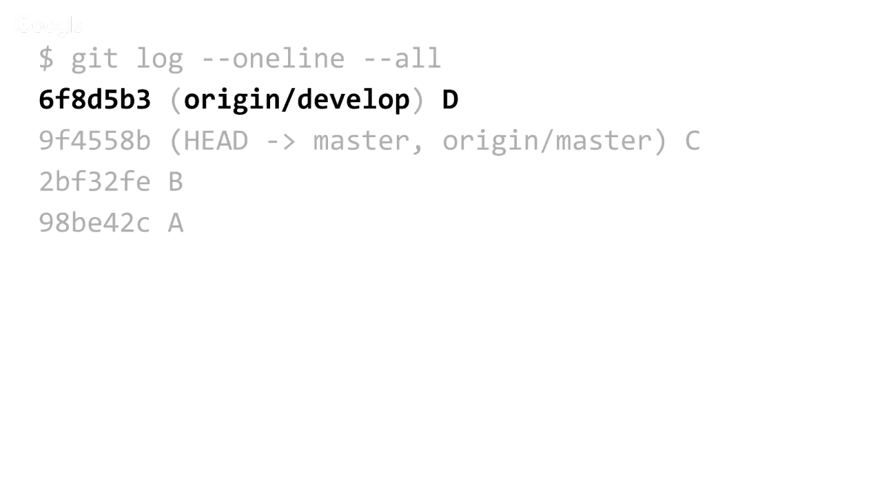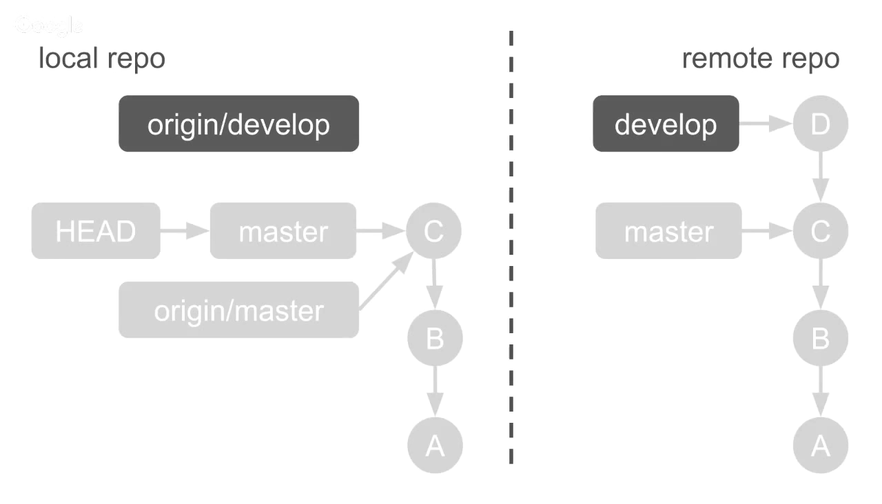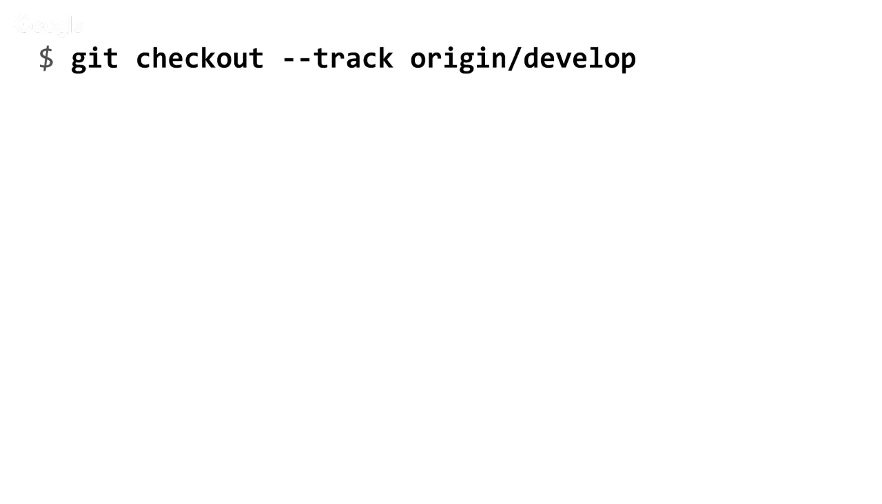So basically, one can think of this like this is the state on the remote, but actually physically all the data is on my computer right now, and I can see the changes. If I would like to work on this commit right now, I would need to check it out by creating a new local branch. All right, so on the remote repo, develop points to D, and this same information is copied to my local repo.